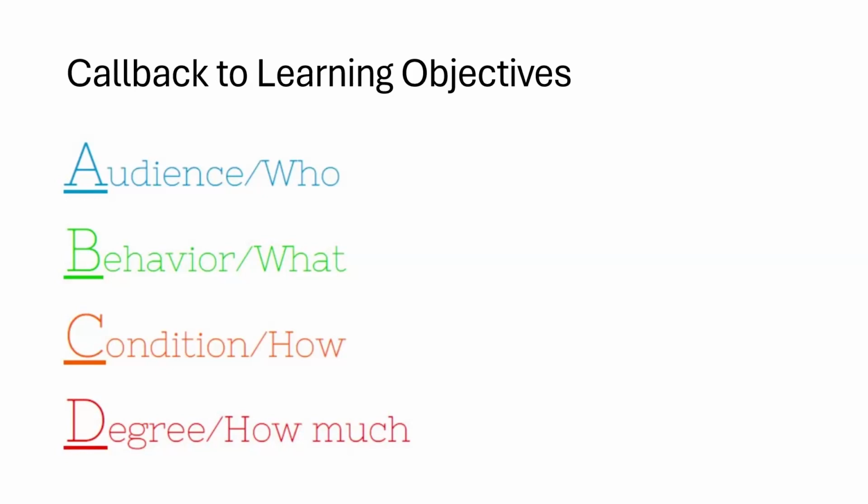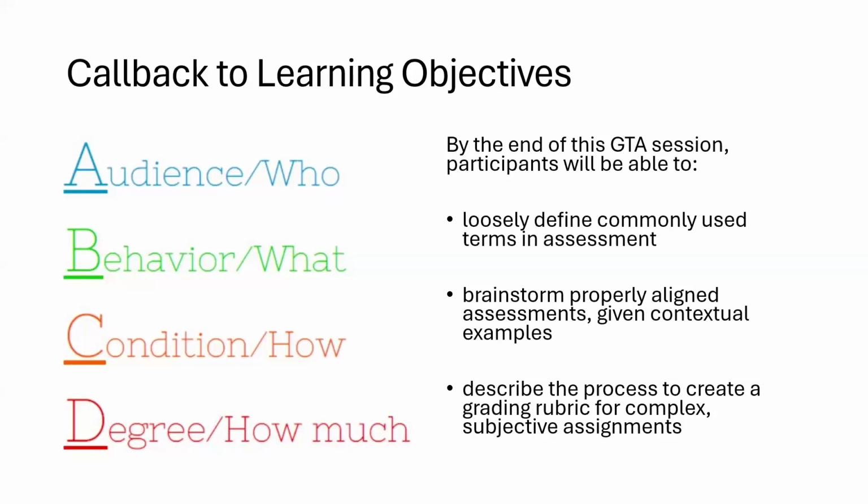So here are some examples of learning objectives, and they ground us in what I hope we're able to do by the end of our time. So I hope that by the end of this session, we will be able to loosely define some commonly used terms in assessment. A lot of these terms could be hour-long workshops in and of themselves, but we're just going to get you oriented into the landscape of this terminology. We're going to brainstorm properly aligned assessments, given some examples, and then we're going to talk about grading rubrics and how to think about crafting those.